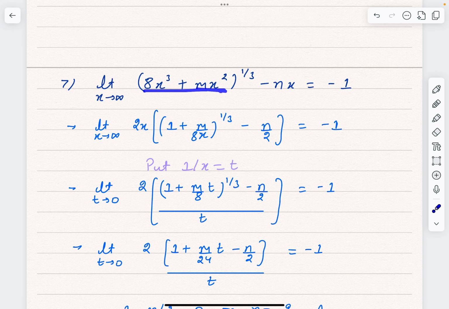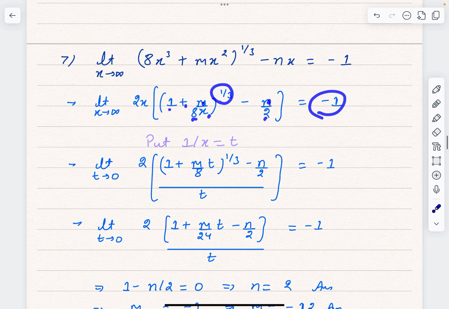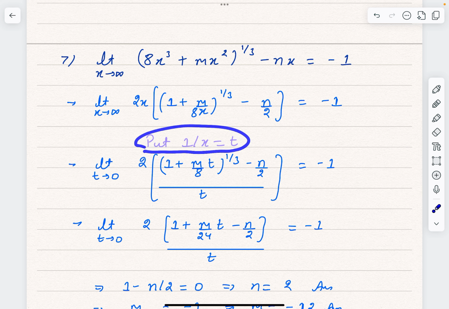I took 8x cube common from here, so outside you get just 2x. So 1 plus m by 8x, whole power 1 by 3, minus n by 2, equal to minus 1. Now put 1 by x as t, again t will tend to 0, this x will go in the denominator as t. We get 2 times (1 plus m by 8 t) power 1 by 3 minus n by 2, divided by t, equal to minus 1.